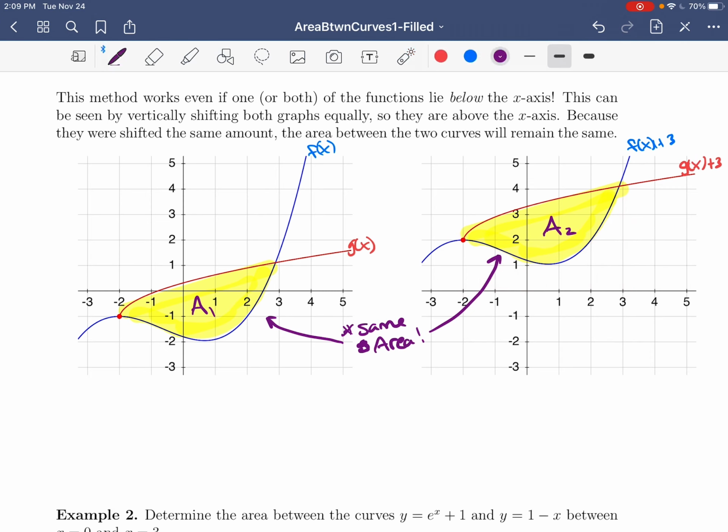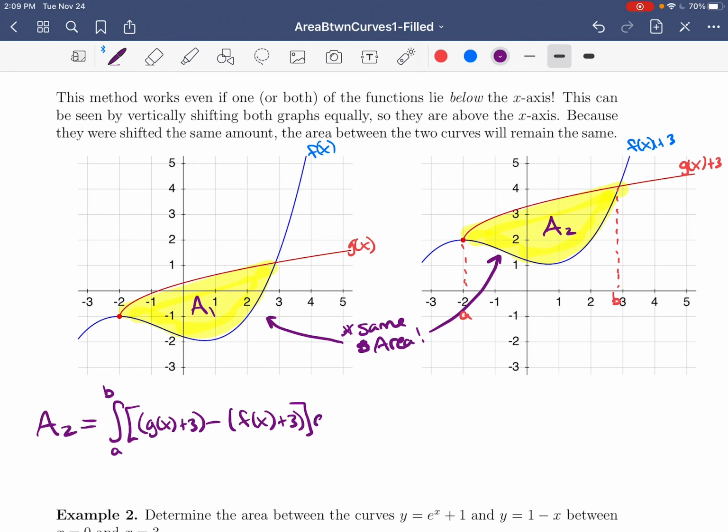Okay, so it's easy to see maybe that A2, and I'm just going to say, so they nicely meet at -2 here, but over here it's not a nice point. So let's just call it B. So A2 is going to be the integral from A to B, but now my higher function is g of x plus 3, and my lower function is f of x plus 3.